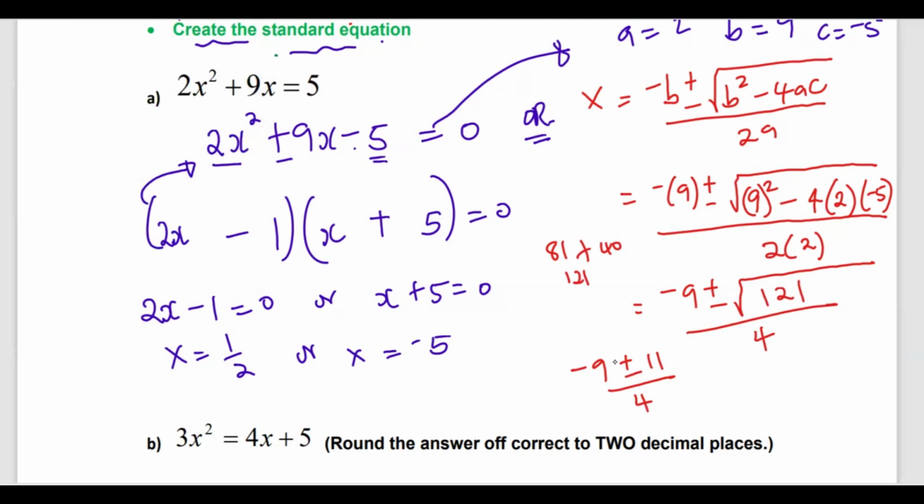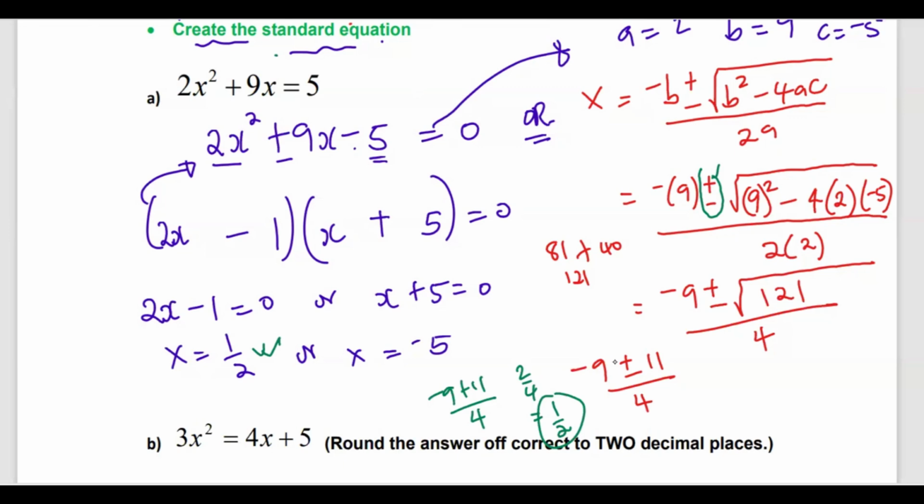So if you're using your calculator directly, when it comes to the sign, you can start with a plus sign, get your answer, and then just track back and switch the sign to a negative so that you get your second answer. So if I look at the positive part, it will be negative 9 plus 11 over 4. We know that negative 9 plus 11 is going to give us a positive 2 over 4. That gives us a half, which we got here, or it could be 0.5.